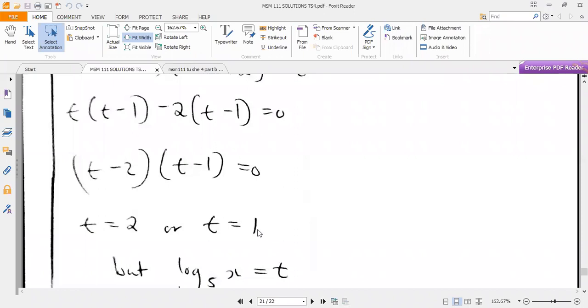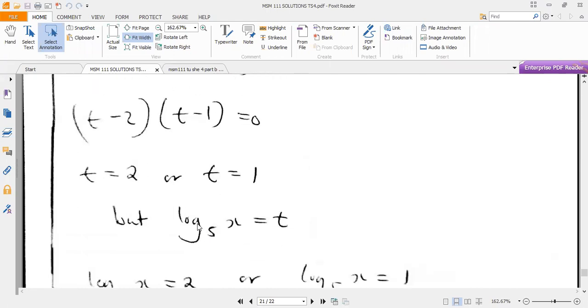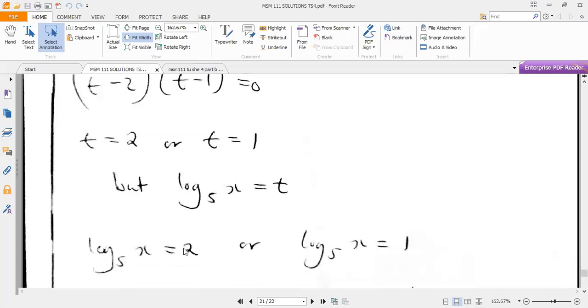But we have not finished solving. We're not solving for t, isn't it? In our equation, we're solving for x, isn't it? So we bring back our log here. So it will be log base 5 of x equals t. Now, what is t? t here is equal to 2, in our first set of solutions, isn't it? So we put a 2 here. So now log base 5 of x is equal to 2.